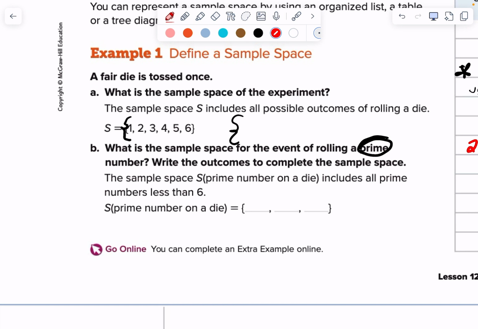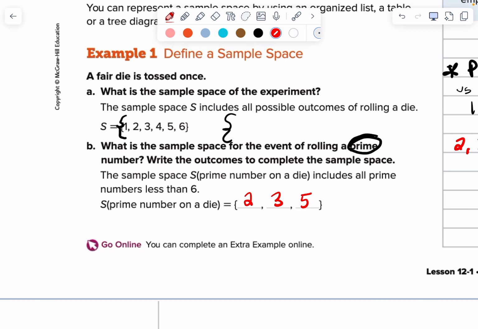First prime number is 2. Second prime number is 3. Third prime number is 5. So there are only 3 prime numbers. We're listing the sample space. Now, in the next section, they will ask what's the probability of getting a prime number? 3 out of 6 or 1/2, right? But we're not there yet. We're just listing all the possible outcomes.